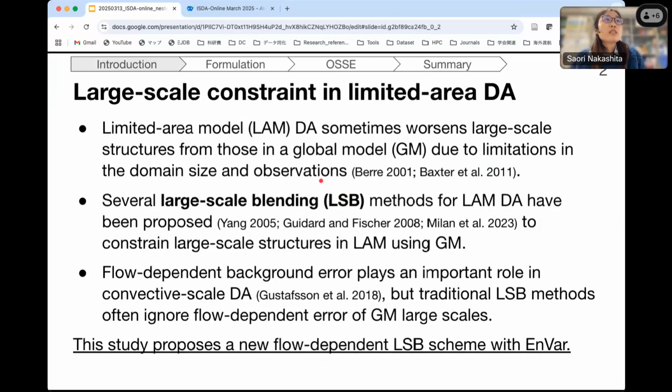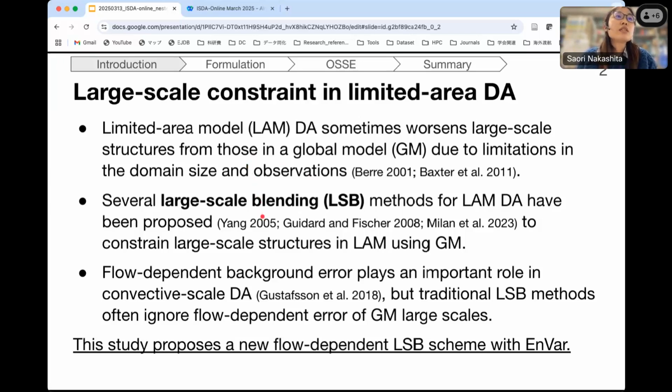So the topic of this study is multi-scale data assimilation for a high-resolution limited area model, LAM. One of the challenges in LAM is that LAM-DA sometimes worsens large-scale structures compared with those in a global model (GM) due to limitations in the domain size or the observation volumes. This is a crucial problem since the large-scale errors can degrade the convective scale forecast performance of LAM due to the displacement error of large-scale disturbances.